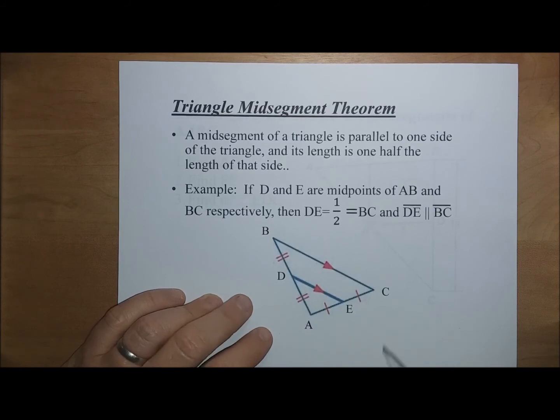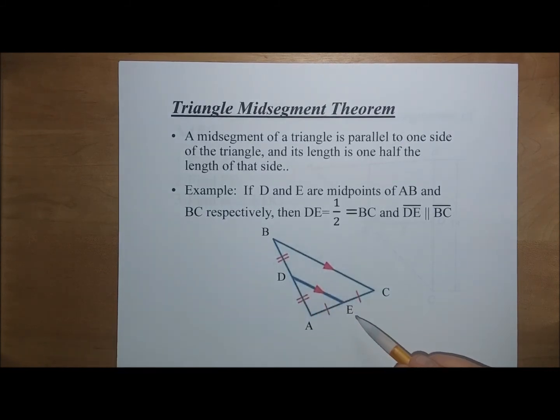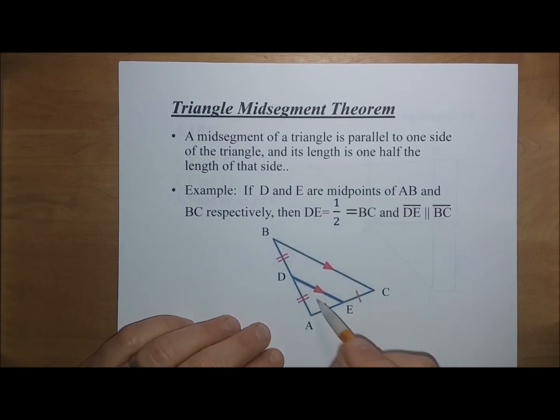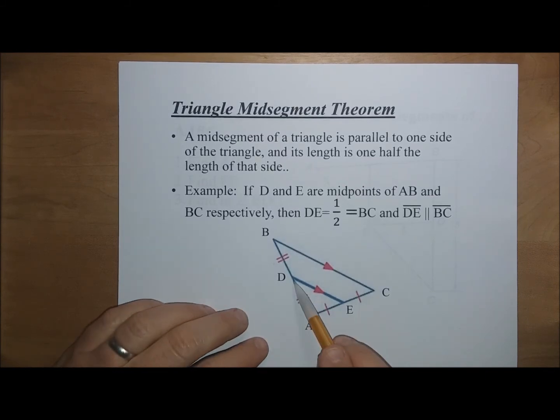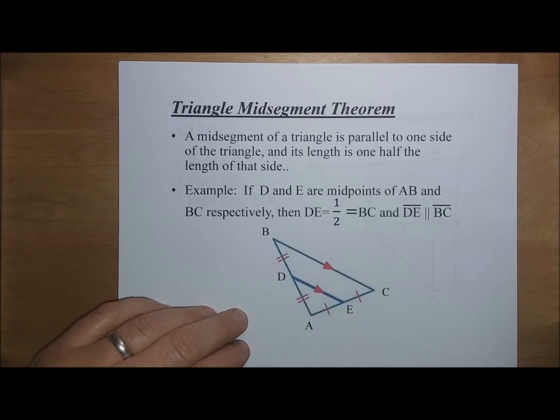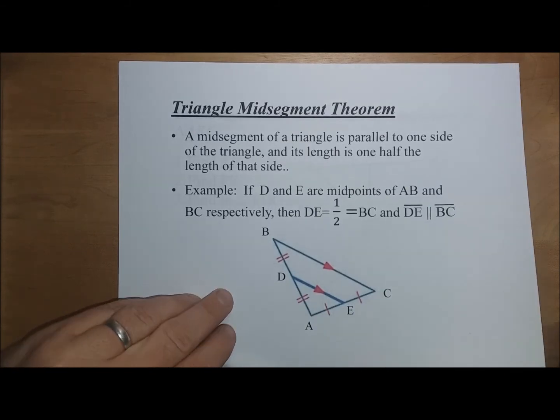So if we have a midsegment, if I know that these segments are congruent and those segments are congruent, I know DE is not just any old segment, it's a midsegment. I know it's going to be half the length of BC, and I know it'll be parallel to BC. Let's try a couple of examples.